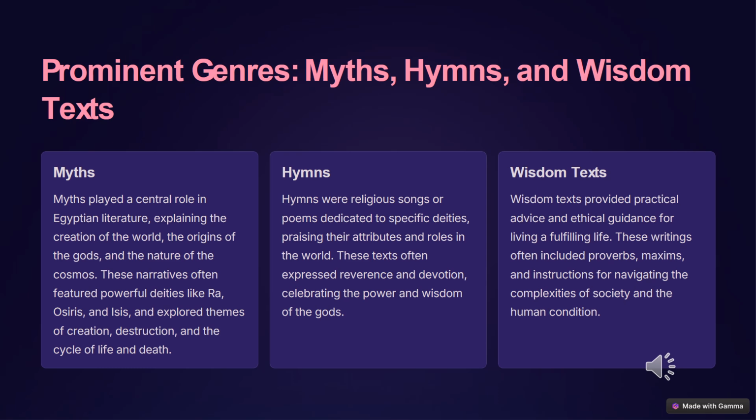Continuing from our discussion on the hieroglyphic writing system, let's delve into the prominent genres of ancient Egyptian literature. We have the myths, the hymns, and the wisdom texts. Let's start first with the myths.